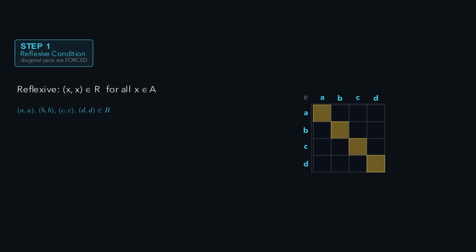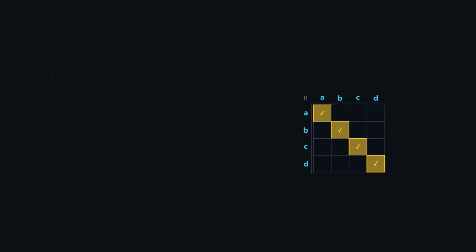A relation is reflexive if every element is related to itself. For our 4-element set, the pairs AA, BB, CC, and DD must all be in the relation. These 4 diagonal pairs are completely fixed, 0 choice here. Think of them as the locked diagonal of a 4x4 grid.